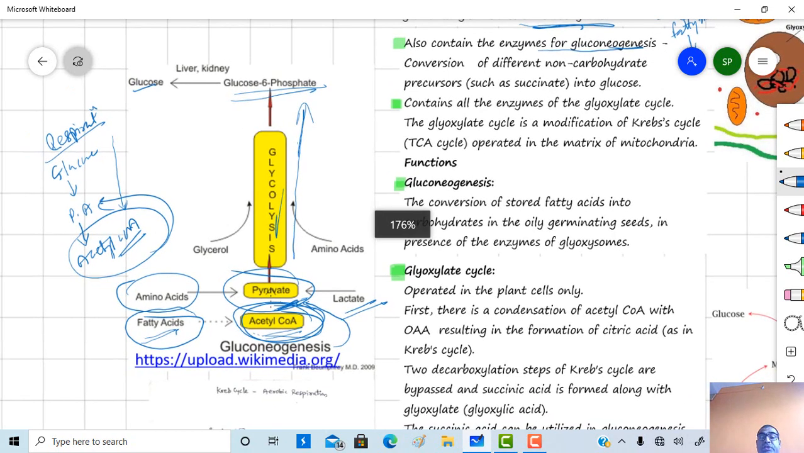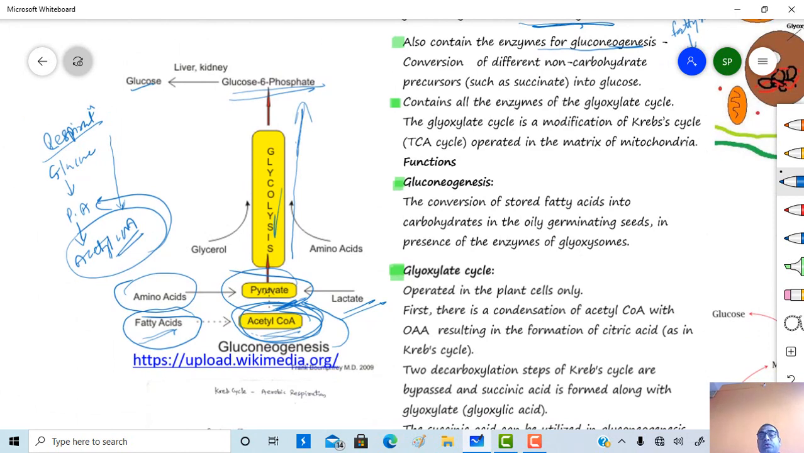So what is gluconeogenesis? Conversion of stored fatty acids into carbohydrate. Where is gluconeogenesis? Conversion of stored fatty acid into carbohydrate in germinating seeds in presence of the glyoxysome enzyme.